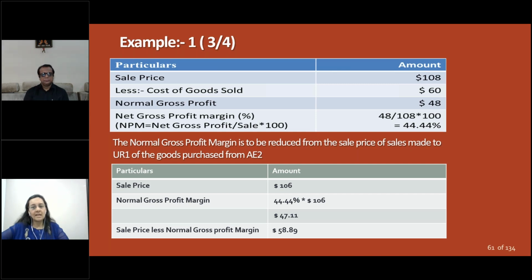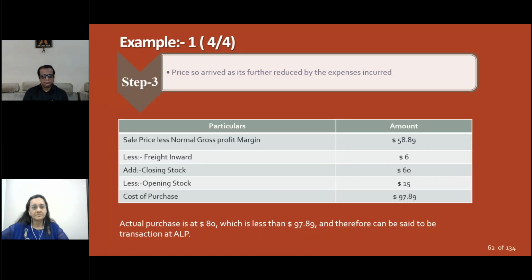Now the sale price to the AE was 106, to the third party was 106. Normal gross profit margin reduction of 44.44% is 47. So the sales price less normal gross profit, which is the COGS or the cost of goods sold, becomes 58.89. Now this 58.89 must be reduced by expenses, which is freight inward. You will adjust for opening and closing stock. So now you come to a cost of purchase. So the cost of purchase in an arm's length scenario is 97.89.